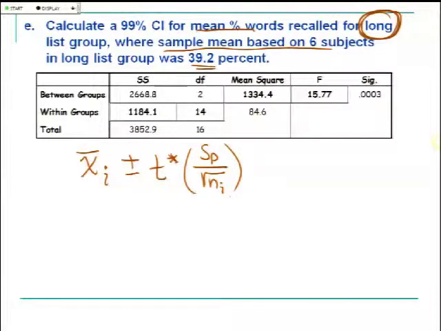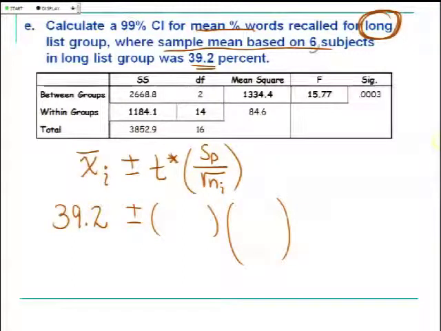So the sample mean for that third group, the group with the long list, was 39.2. I'll need to look up a T star in a moment. But how about this standard error? The sample size, it told us that there were 6 subjects in that group. So remember, all we knew right now was that there were 17 subjects altogether. We didn't have the individual sample sizes given to us. But now it did report that there were 6 people in that group.